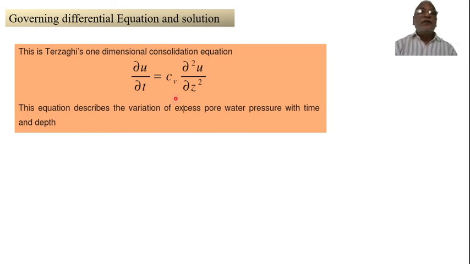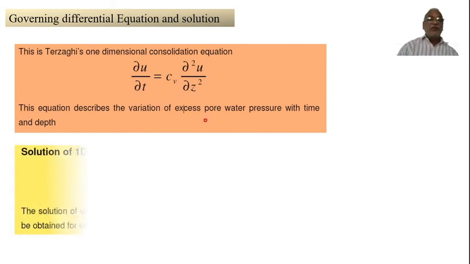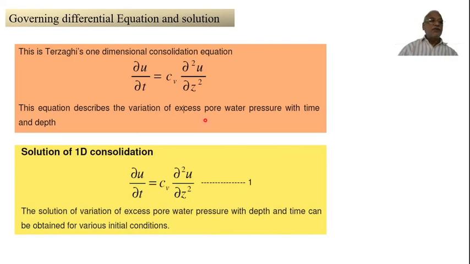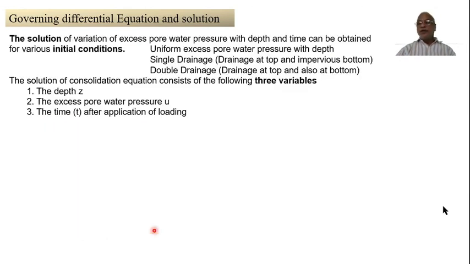Now, what is the solution for this? Solution of one-dimensional consolidation, that is this equation. The solution of variation of excess pore water pressure with depth and time can be obtained for various initial conditions. Now, what are the initial conditions? Okay, we'll stop here. We'll discuss these things in the next class.